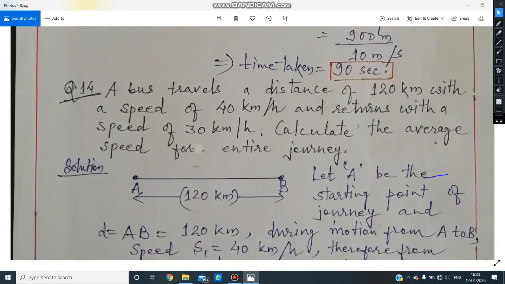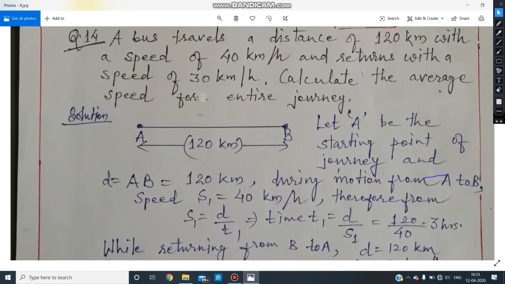Going to the next question, let's see what's the query. A bus travels a distance of 120 kilometer with a speed of 40 kilometer per hour, and it returns with speed of 30 kilometer per hour. That means during the forward journey the speed was 40 kilometer per hour, and during the return journey the speed was 30 kilometer per hour. You have been asked here to calculate average speed for the whole journey. I mean, these kind of questions, let's plot the situation.